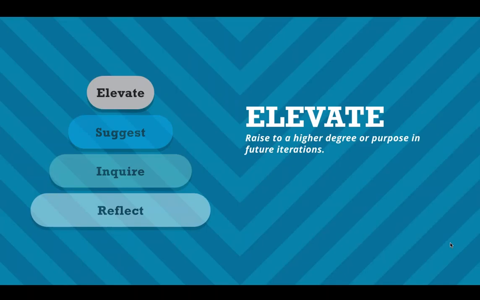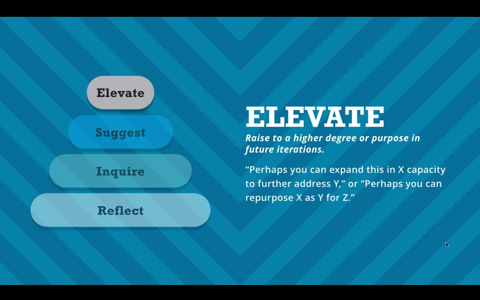The final step is to elevate. This is where we take the constructive notes that we've given and we offer potential solutions. So we raise to a higher degree or purpose in future iterations. For example, perhaps you can expand this in X capacity to further address Y, or perhaps you can repurpose X as Y for Z. So in the suggest phase, we pointed out some of the issues, and now in the elevate phase, we're making suggestions on how those issues can be fixed.